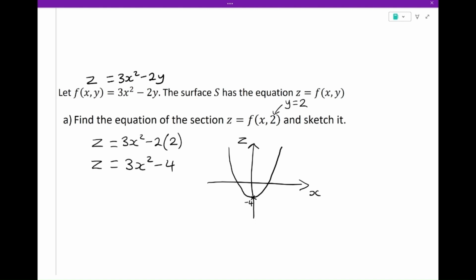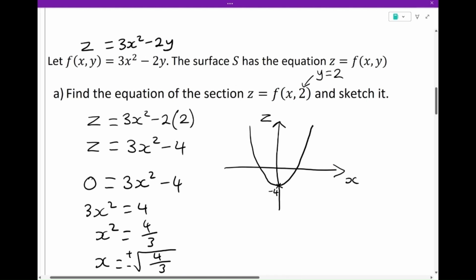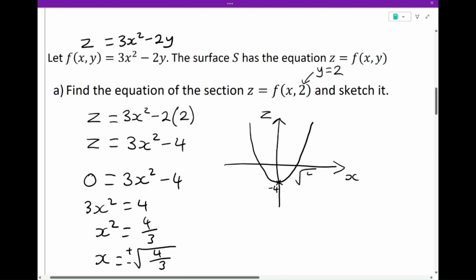However, I would like to find my x-intercepts. So that is when z is equal to 0. And then we can solve this one by rearranging. So we get 3x squared is equal to positive 4. x squared is equal to 4 over 3. And if we square root, we get x is equal to the square root of 4 over 3. But don't forget your plus or minus. So then we can label our intercepts on. So we'd have positive root 4 over 3 and a negative root 4 over 3 like that. Again, that would be a full sketch of our section.